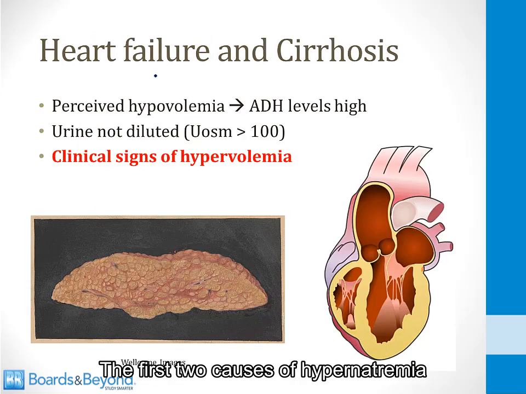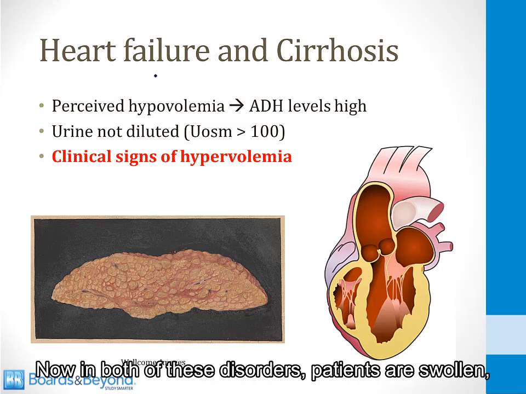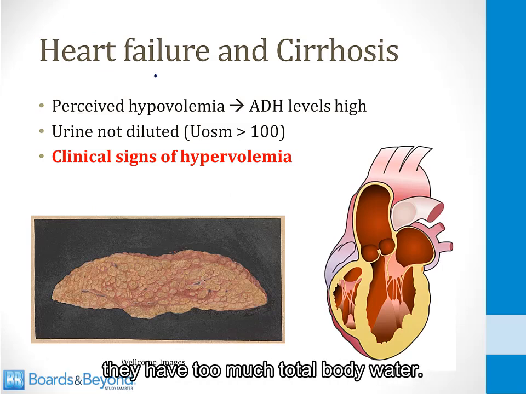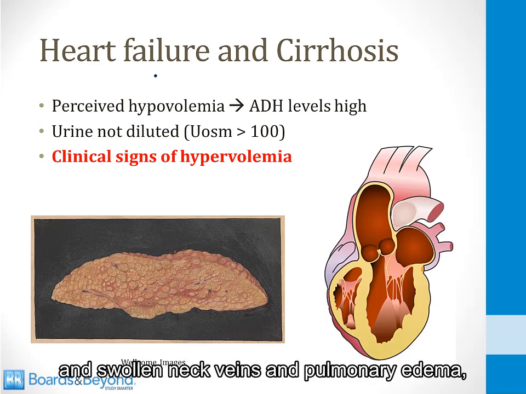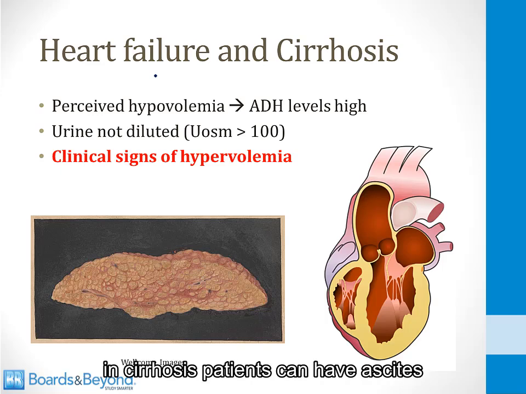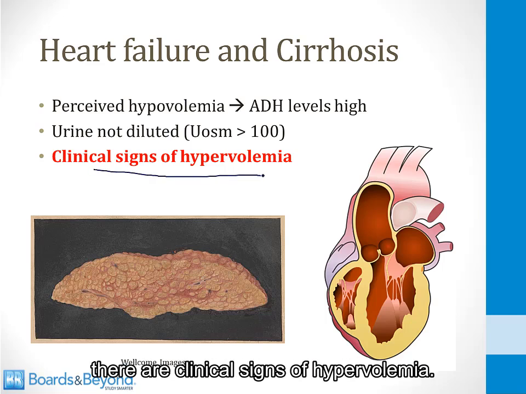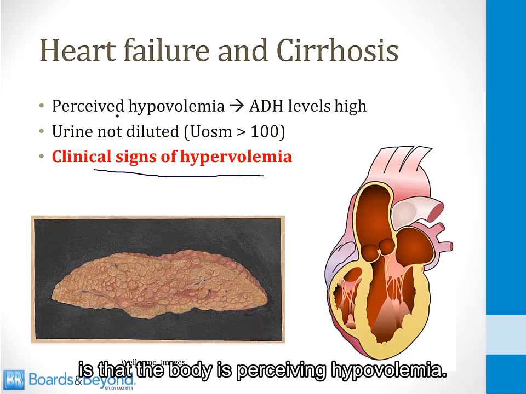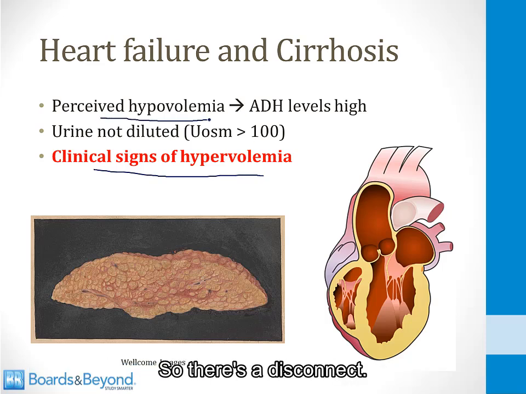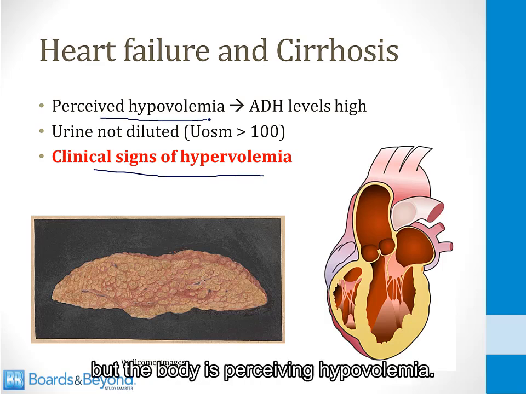The first two causes of hyponatremia are heart failure and cirrhosis. Now, in both of these disorders, patients are swollen. They have too much total body water. As you may know, in heart failure, patients can have lower extremity edema and swollen neck veins and pulmonary edema. In cirrhosis, patients can have ascites and lower extremity edema as well. So in both of these conditions, there are clinical signs of hypervolemia. However, what is happening inside the vascular space is that the body is perceiving hypovolemia. So there's a disconnect. There's real actual hypervolemia, but the body is perceiving hypovolemia.